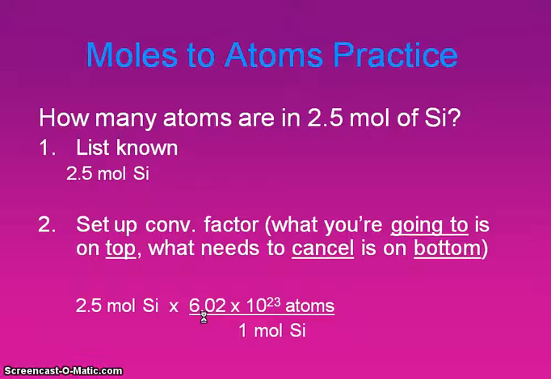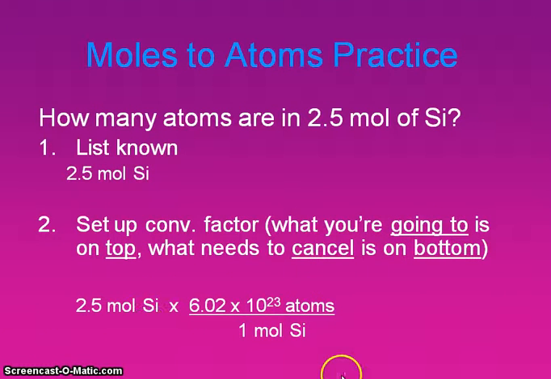Here's a sample problem. This is like one that you would see in your textbook. It says, how many atoms are in 2.5 moles of silicon? So we always start our problems with what was given in the problem, our known information. So 2.5 moles of Si is what we're going to write first. Then we're going to set up our conversion factor. What we're going to cancel out is going to be on the bottom, and what we want to convert into is going to be on the top.